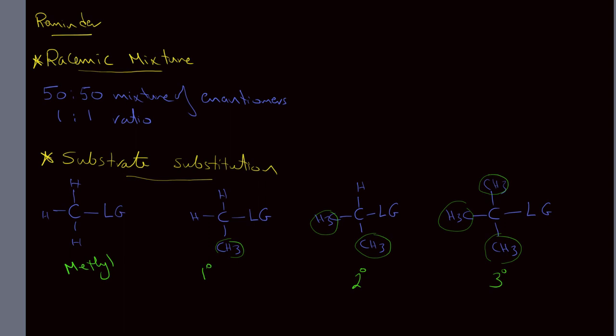Racemic mixture. Let's just go over that very quickly. Racemic mixture means a 50-50% mixture of enantiomers, a 1-to-1 ratio. That's what racemic mixture means.